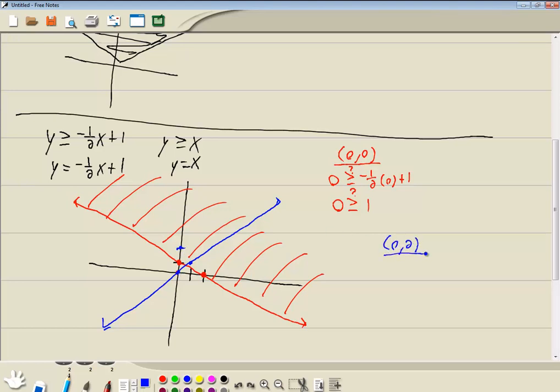It doesn't matter what you pick as your test point. You probably pick one that looks easy to you. And we want to plug it into the original inequality. This is our x, this is our y. So we get 2 is greater than or equal to, and this is a question mark, 0. Well, that's true. So we're going to shade where our test case falls. Here's our test case, and it falls on this side of the blue line. So we're going to shade this side of the blue line.